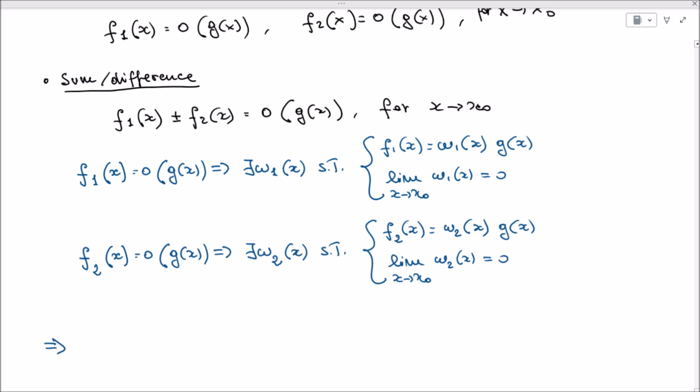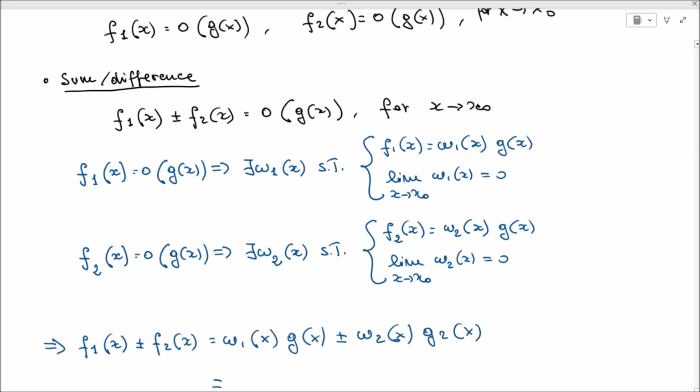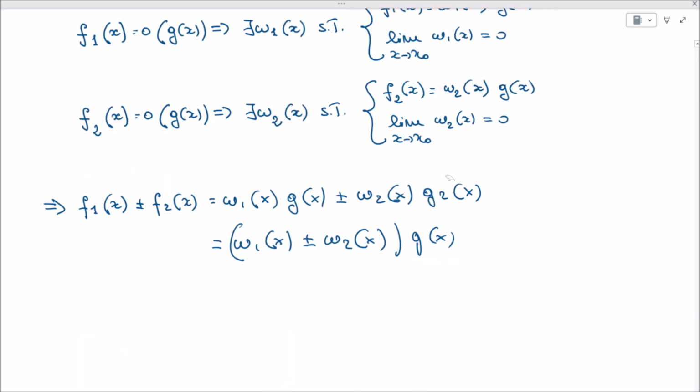Now this implies that if we take f1 of x plus or minus f2 of x, by just using the previous conditions, we see that this is equal to omega 1 of x times g of x plus or minus omega 2 of x times g of x, which is equal to omega 1 of x plus or minus omega 2 of x, all this multiplied by g of x.